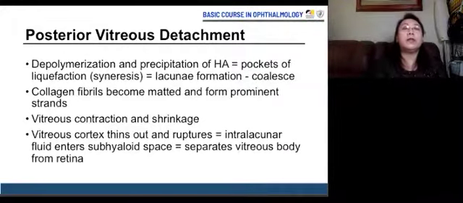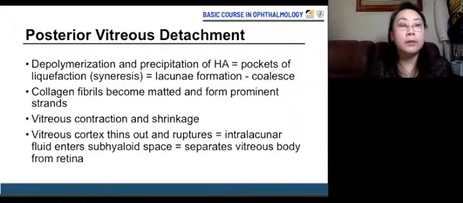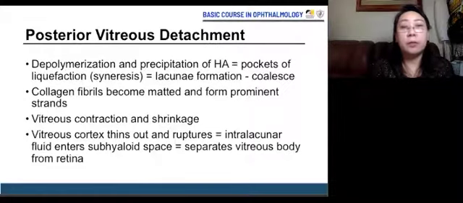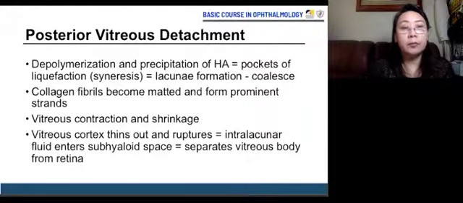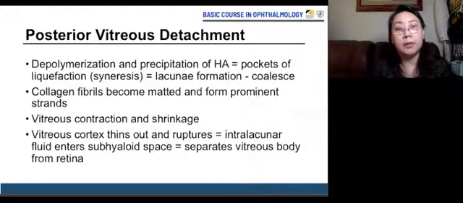Posterior vitreous detachment is basically depolymerization and precipitation of hyaluronic acids, which then leads to pockets of liquefaction, lacunae formation, which later on coalesce. Collagen fibrils become matted and form prominent strands. The vitreous contracts and shrinks, and the vitreous cortex thins out and ruptures, causing this intralacunar fluid to enter the subhyaloid space, separating the vitreous body from the retina.